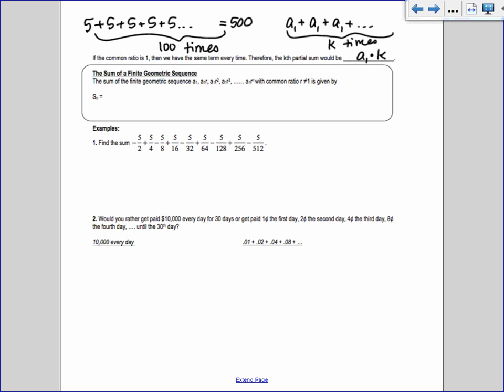So when your sequence has a common ratio of 1, it's really not that interesting. You're just adding the same term to itself however many times. Okay, we're going to talk about when r does not equal 1. So that's why in this formula it says r is not equal to 1. It says the sum of the finite geometric sequence A1, A1r, and so on, is given by S sub n equals A1 times 1 minus r to the n, all over 1 minus r. This is the only formula I will give you on your test. That's it. You got to know everything else.